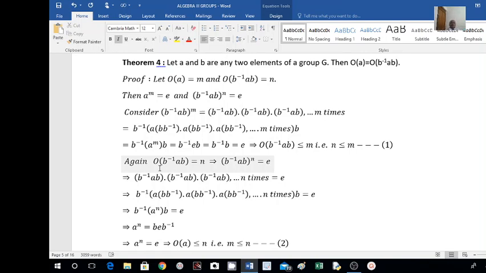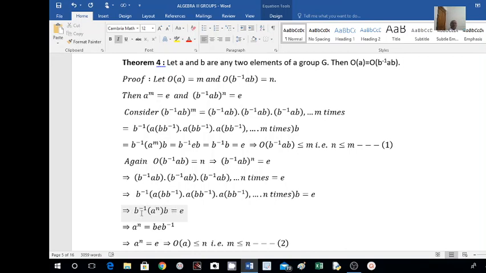Again, the order of B inverse AB is equal to n, as we have considered. This implies (B inverse AB) to the power of n is equal to E. Expanding this as we have done before, writing B inverse AB n times and combining B inverse B, we finally get B inverse A to the power of n into B equal to the identity element.